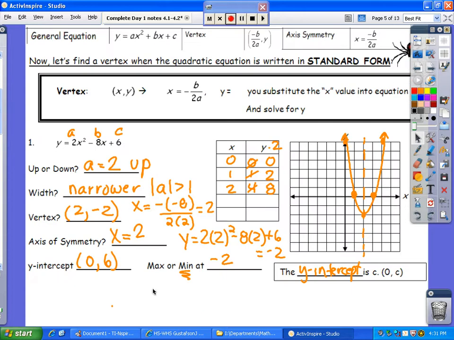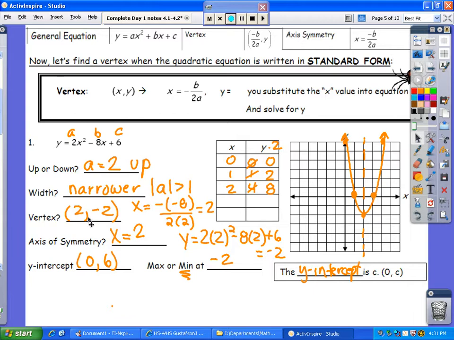Alright, let's look at standard form. So here again our a is 2, so since it's positive it's facing up. Now because a has gotten larger, this makes us have a narrower graph.